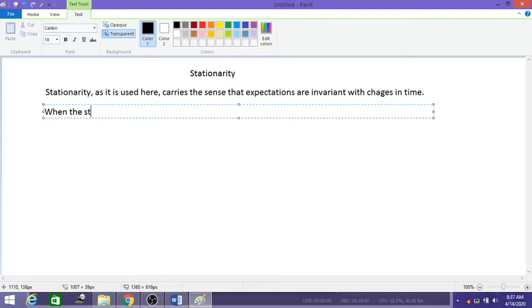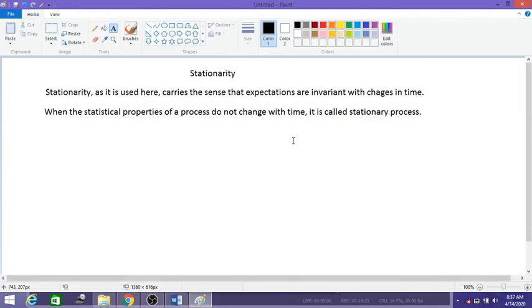Now when the statistical properties of a process do not change with time, it is called a stationary process. So if the statistical properties remain the same, if they do not change with respect to time, then it is called the stationary process. For example, in the previous tutorial, we took an example of the variation of the temperature over the day.